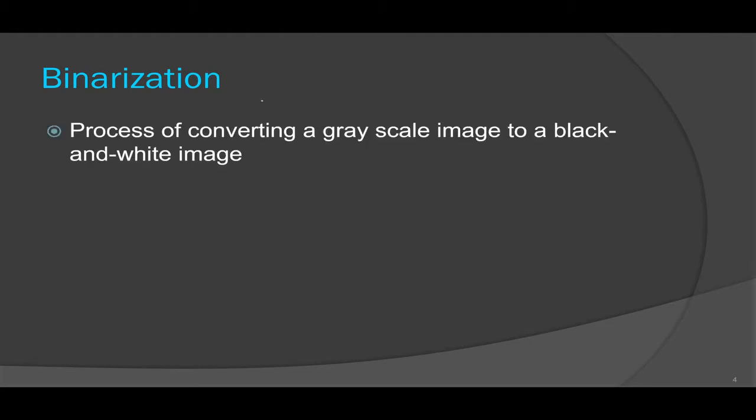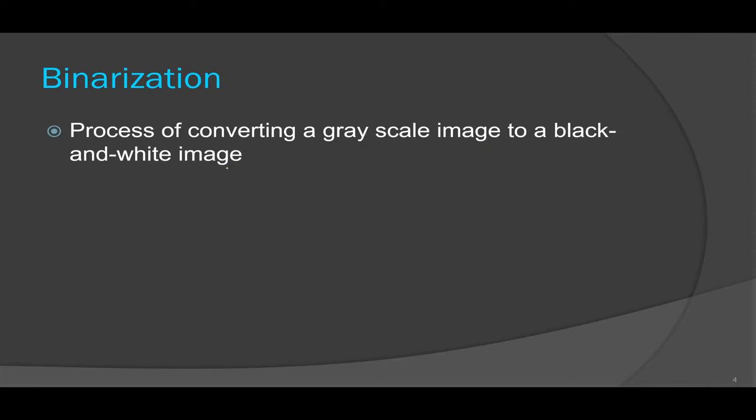Morphological operations can be useful for gray level image processing and also for binary image processing. We are going to discuss all those mathematical morphology operations with respect to binary image processing. So let us see first what is binarization. Binarization is the process of converting a grayscale image to a black and white image.